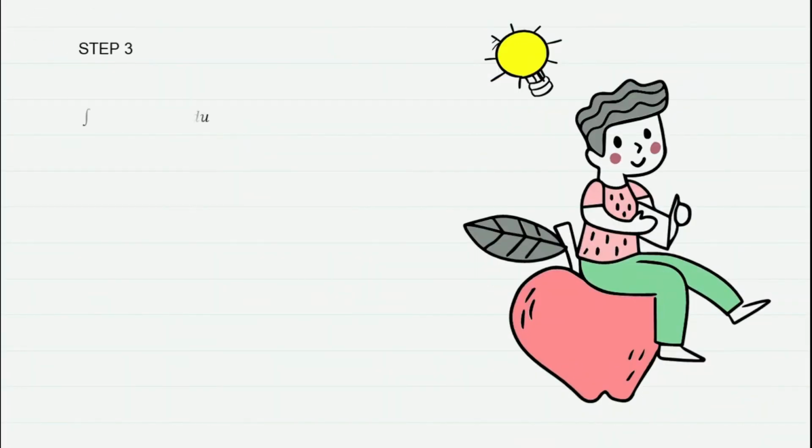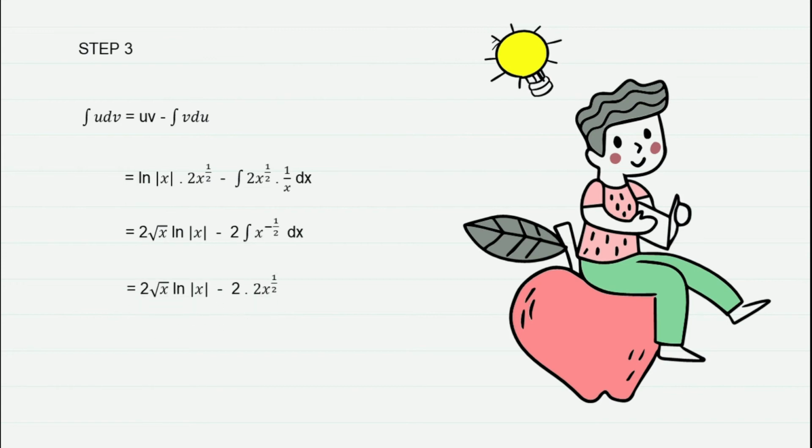So the third step is we use the by-parts rule, which is the integral of u dv is equal to uv minus the integral of v du. We just substitute in the equation, which is ln x times 2x to the power of 1 over 2 minus the integral of 2x to the power of 1 over 2 multiplied with 1 over x dx. After we integrate the equation, the final answer we get is 2 square root of x ln x minus 4 square root x plus c.